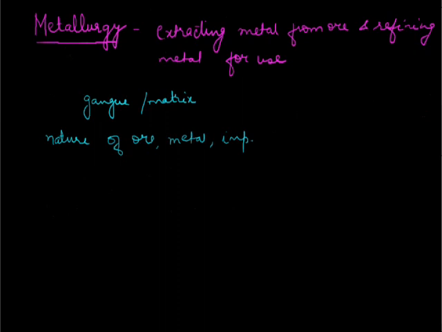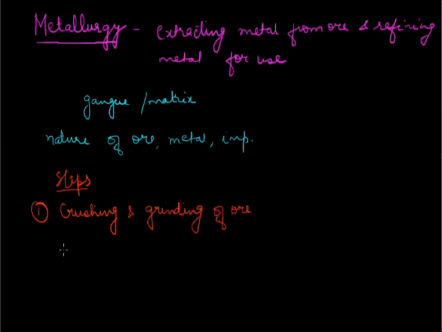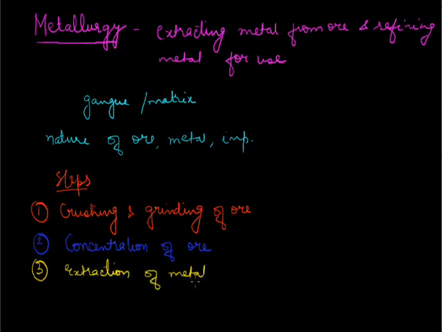So moving on to the steps of metallurgy. First step, crushing and grinding of ore. The second step is concentration of ore. Next step, extraction of metal from the concentrated ore. And the last step is refining of the extracted metal.